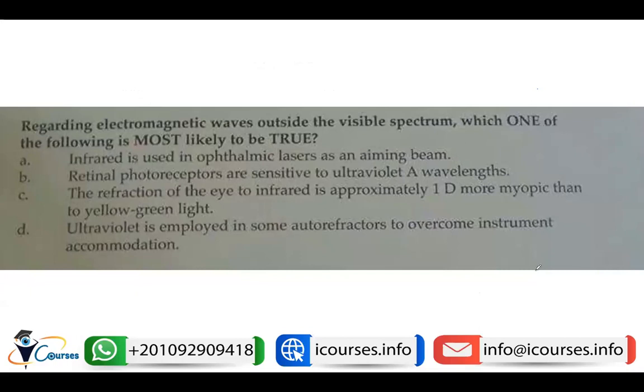So this question has some topics that we didn't discuss yet, but I just brought the question because it's asking about the electromagnetic waves, and I will repeat the question again when we study the other topics. But just give me a wild guess. What do you think is the right answer?